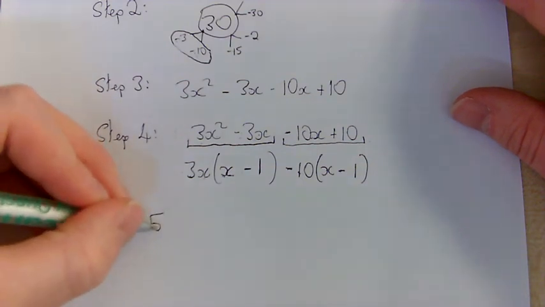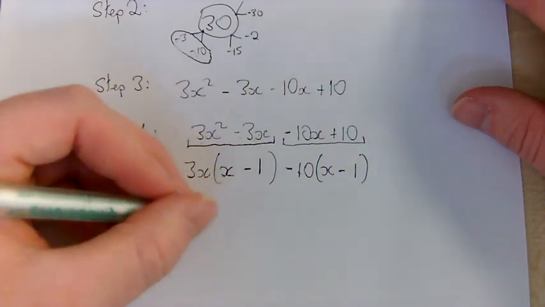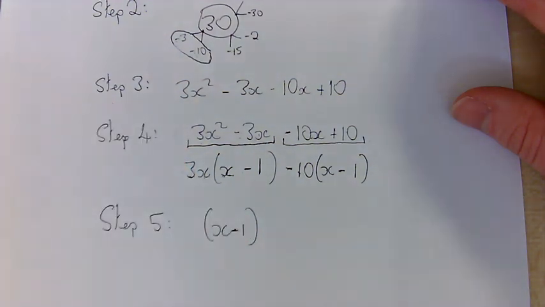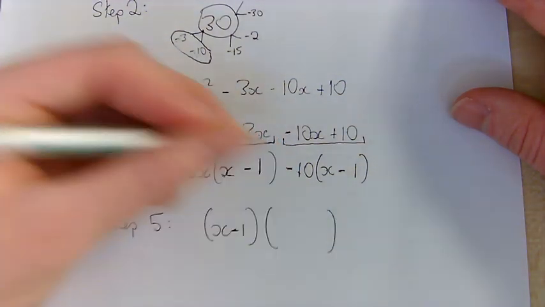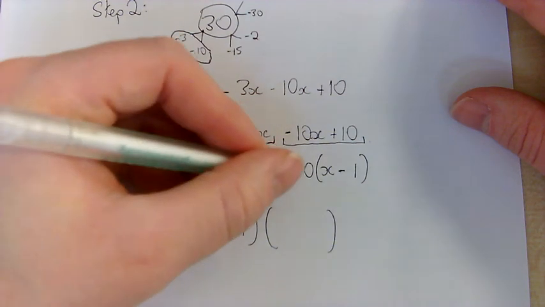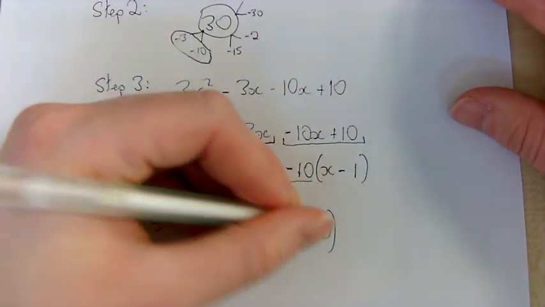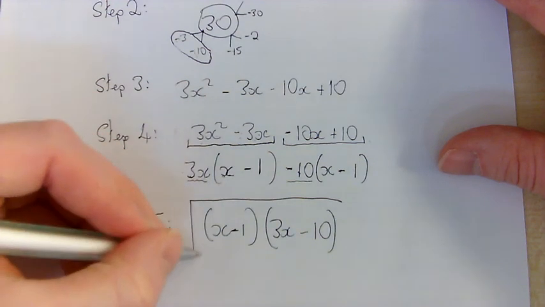Step 5 is just tidying it up basically. x minus 1 in brackets we write down once. And then in the second bracket, it's everything outside the brackets. 3x minus 10. And there's our solution.